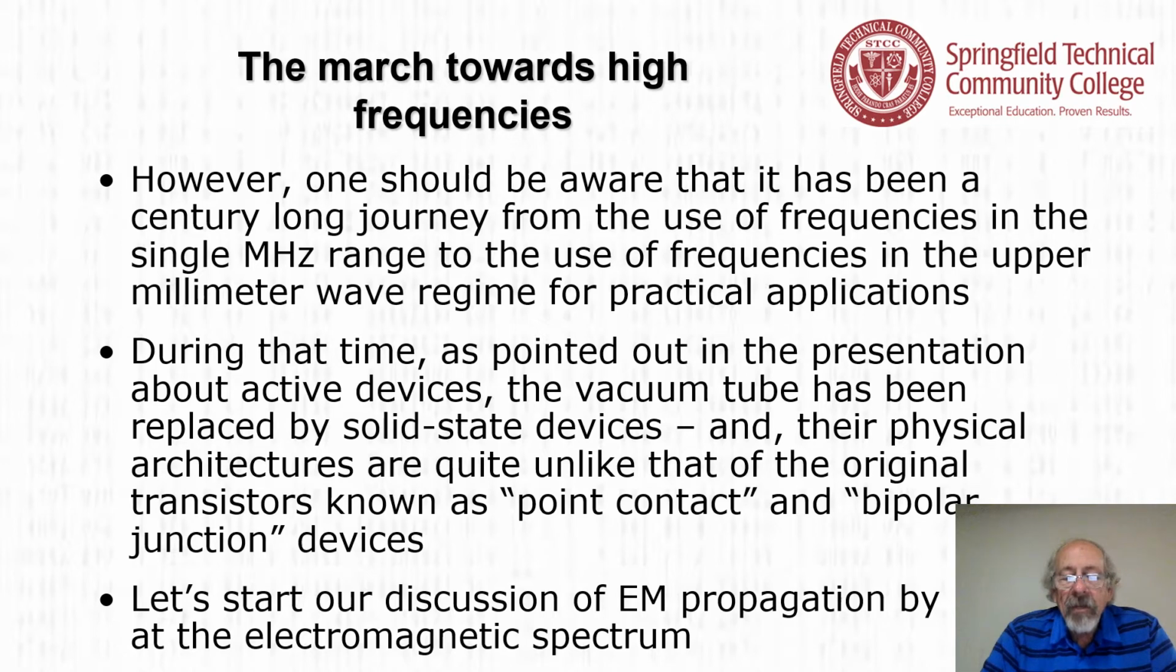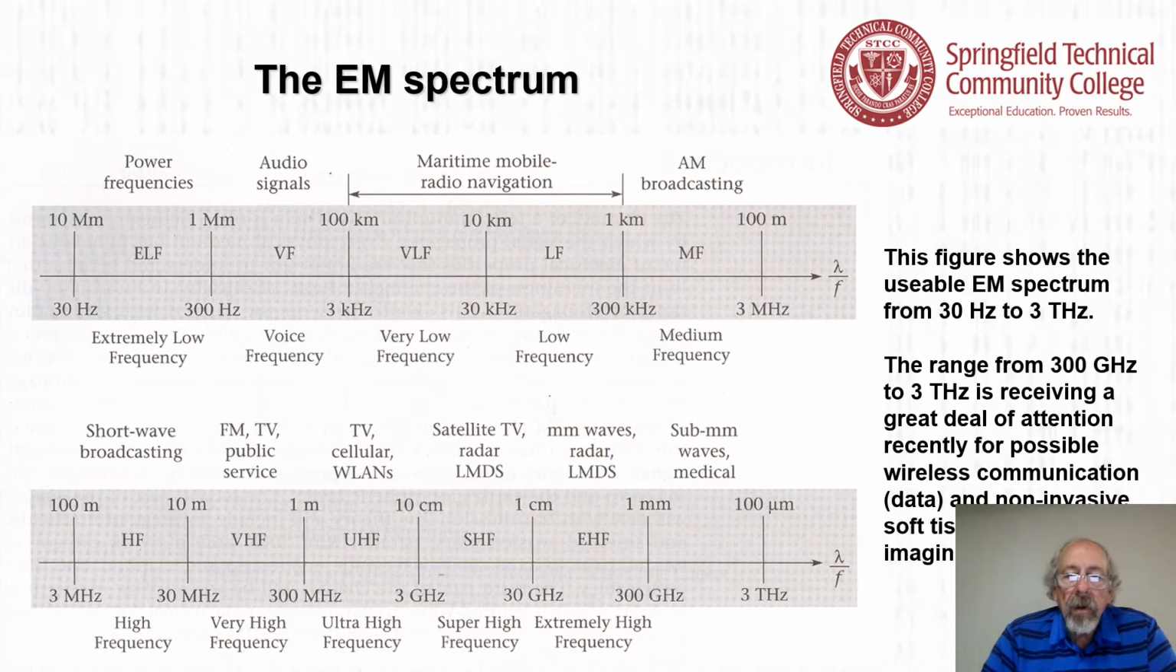Let's start our discussion of electromagnetic propagation by looking at the electromagnetic spectrum. So here's a picture of the electromagnetic spectrum. I'll talk about it a little bit, but we're going to talk about it more as we go along. If you take a look, it starts at 30 hertz and goes by decades. The next 300 hertz, 3 kilohertz, 30 kilohertz, 300 kilohertz, 3 megahertz. That's in the top portion of this. And in the very top, you see things like power frequencies, audio signals, maritime mobile radio navigation, AM broadcasting. So basically, it's telling you what services are there.